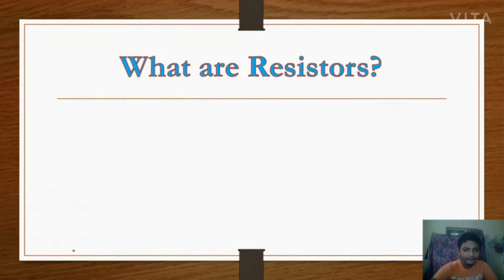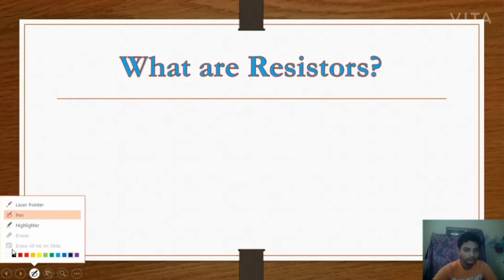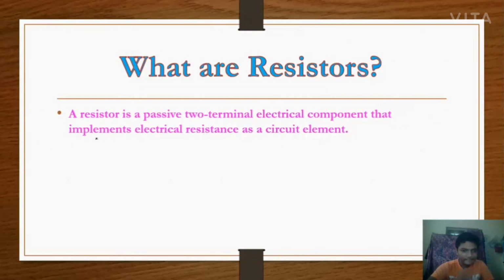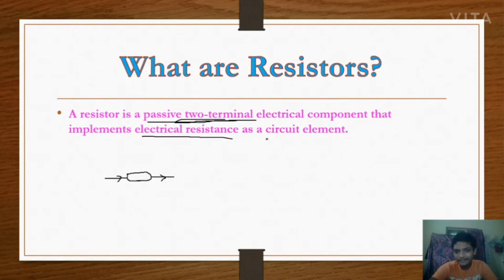Now my second topic is what are resistors. A resistor is a passive two-terminal component, meaning one terminal on this side where current comes in, and another terminal where current goes out, passing through the resistor. It implements electrical resistance as a circuit element. It is a circuit element or component, while resistance is a quantity. Very important term: element. It is a circuit element, not a quantity.